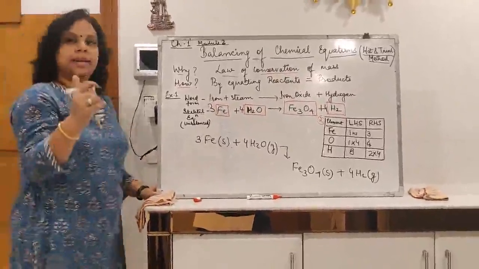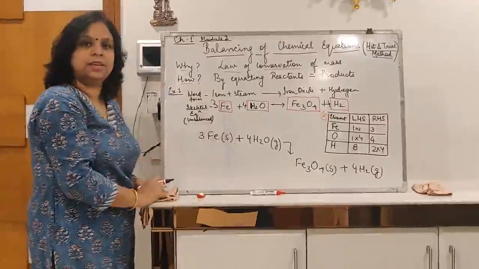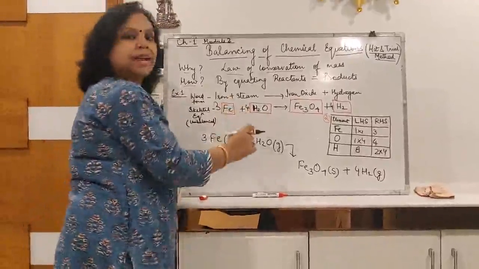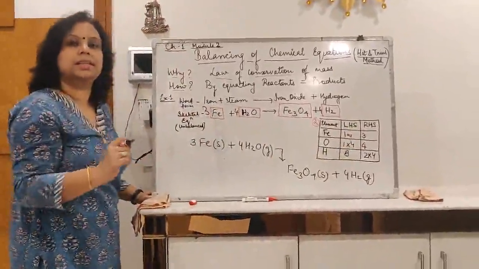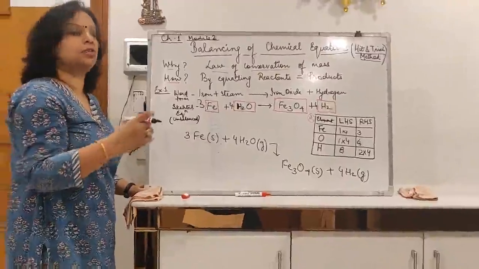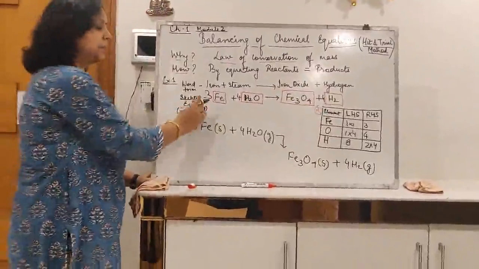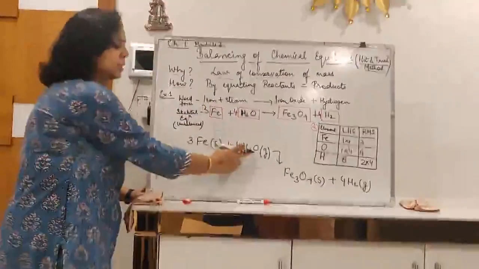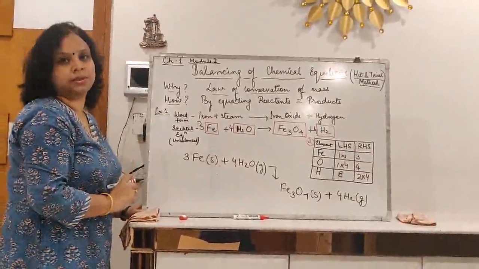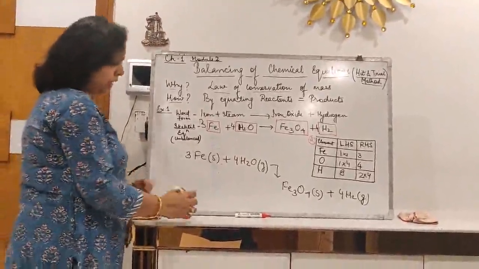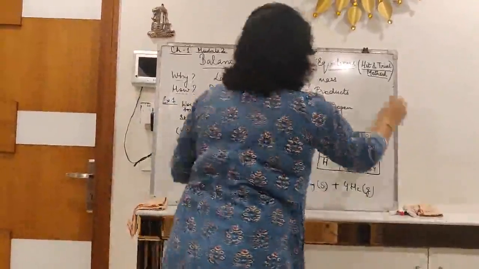So again, to recap the steps: the first step, put boxes around each reactant and product. Second step, make the table. Third step, hit and trial method to balance the elements. And the fourth step, put the states of matter and remove the boxes. Alright, so we are going to practice a few examples.